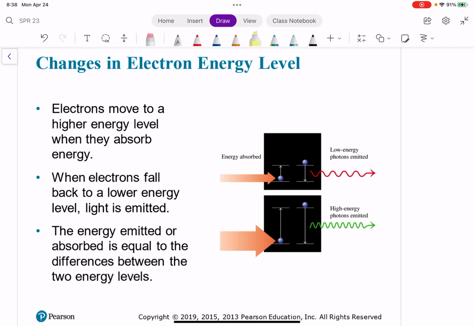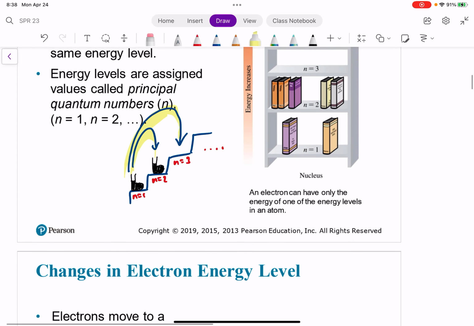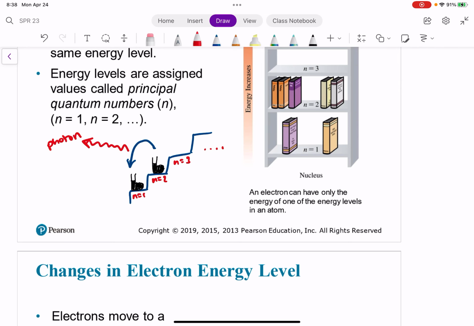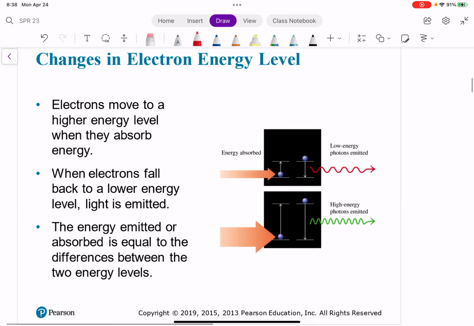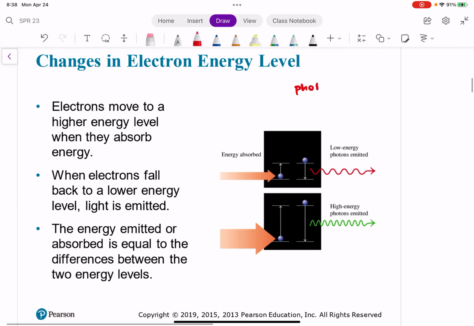You can jump, but you have to absorb enough energy to do that. If you're really tired and you didn't have any food that day, you're not going to be able to do that. So electrons can move to a higher energy level when they absorb energy, and when they fall back to a lower energy level, something called a photon is emitted. When they go back from this higher level to a lower level, they emit a photon. A photon you could think of as a particle of light. That's simplifying things a little bit, but for our purposes, it's good.